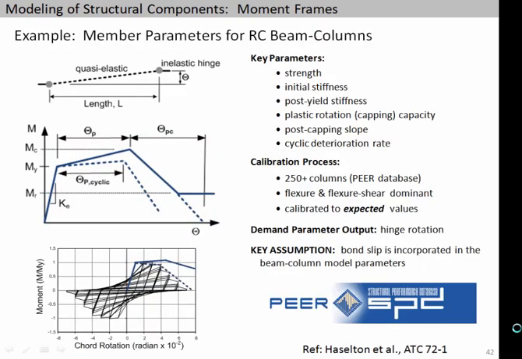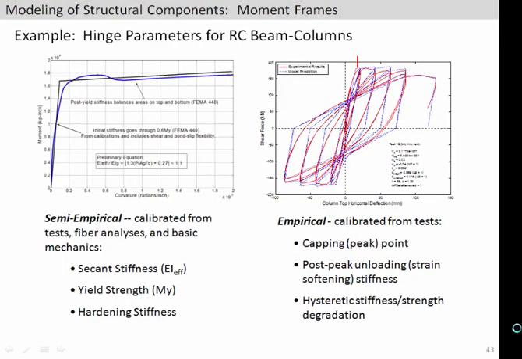This is actually one of the system types I'm most familiar with, having worked with a number of students. There's a database available through the PEER Center with over 250 columns, to which we've calibrated models. As we've calibrated different modeling coefficients, I like to distinguish between those shown on the left, which I'll call semi-empirical. What's the stiffness or the strength of, in this case, a beam column? We have theories to give us moment of inertia and yield moment. We still calibrate that to test data to make sure it's fitting things properly.